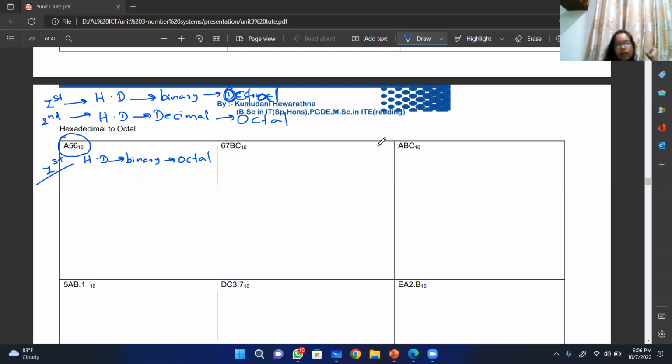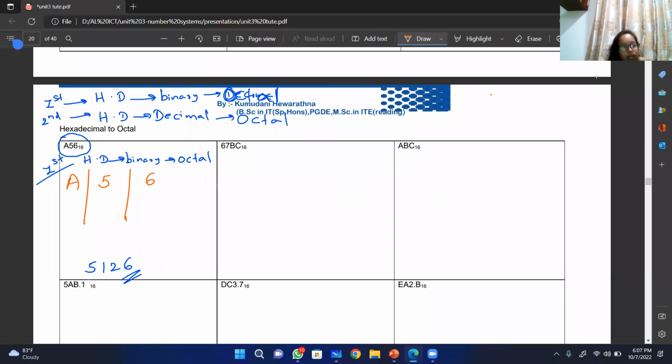Right. Pumika has given the answer as 5126. I think most of you have done that one. 5126. Okay, we'll see how to solve that one. Hexadecimal A56 into binary first.